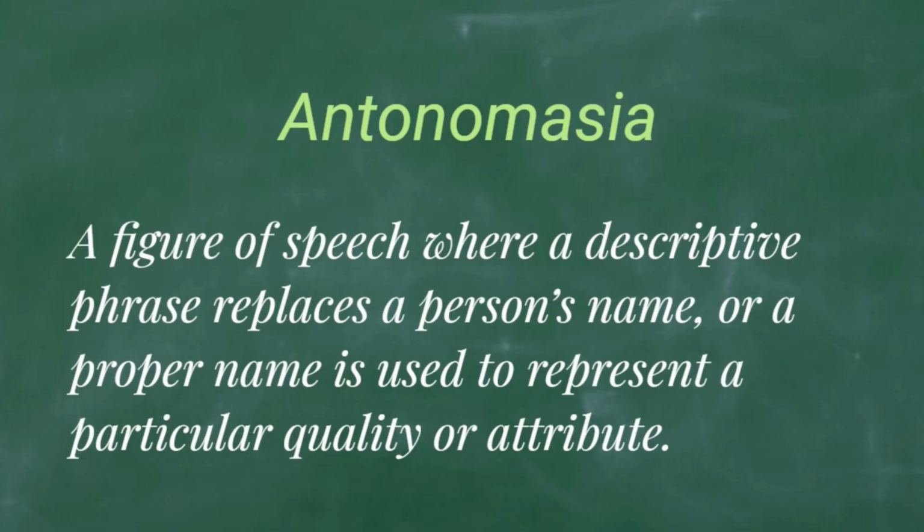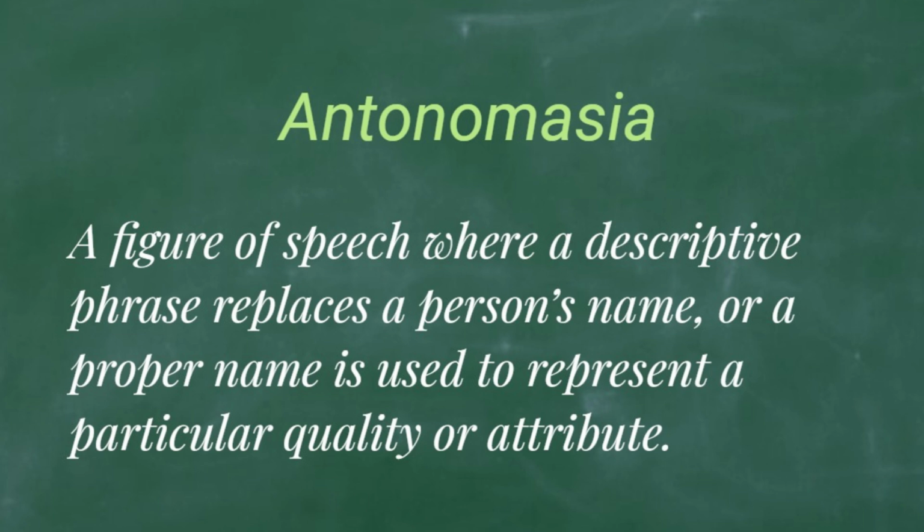Let's start with Antonomasia. Antonomasia occurs when a descriptive phrase or title is used in place of a person's actual name, or when a proper name is used to represent a particular quality. It's a way to highlight a person's most defining trait or accomplishment.